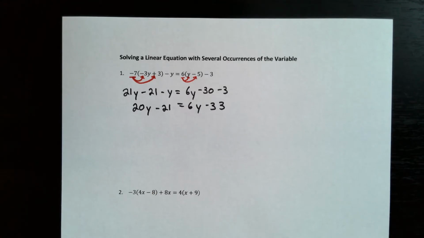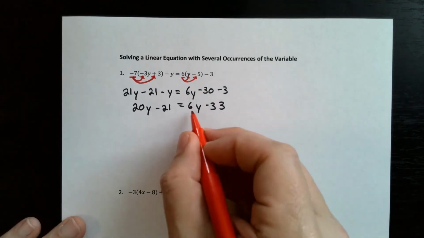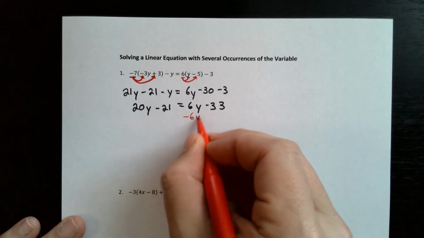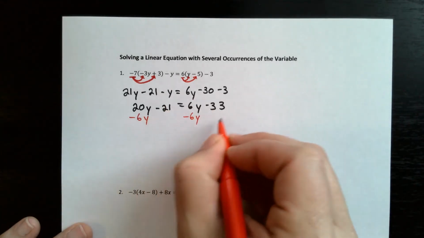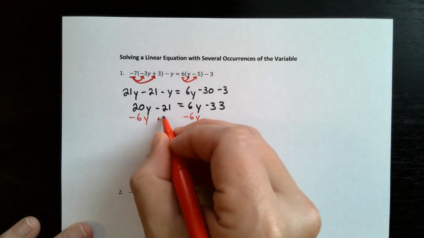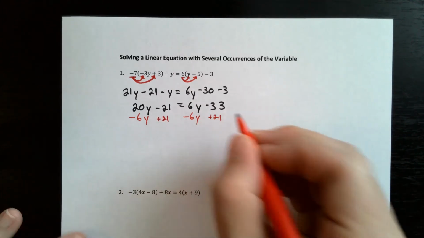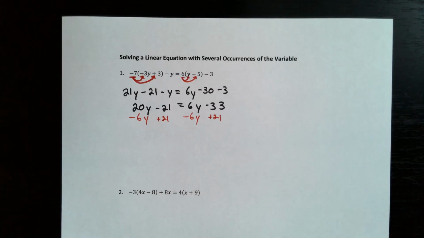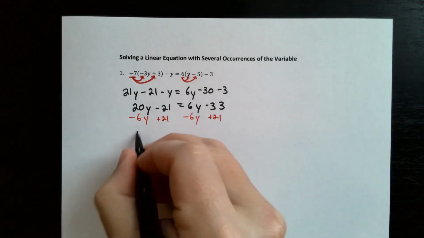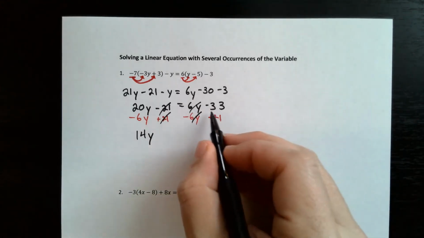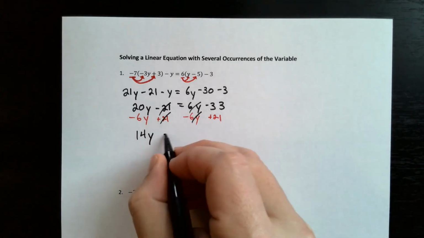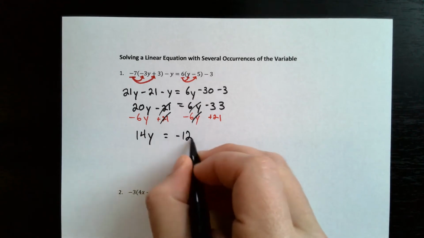Now, the next step, I'm going to get all the variables to the left side and all the numbers to the right side. So I need to move this variable over by subtracting it. And then I need to move this number over. Since it's negative, I need to add it. So 20y minus 6y gives me 14y. This cancels, this cancels. -33 plus 21 is equal to -12.